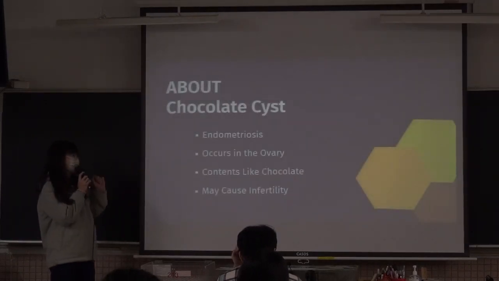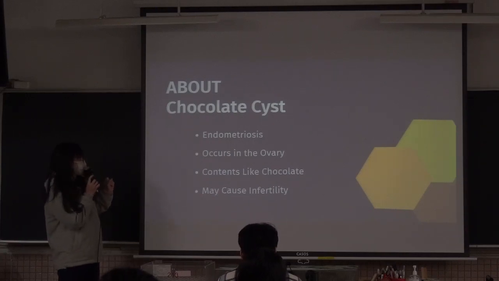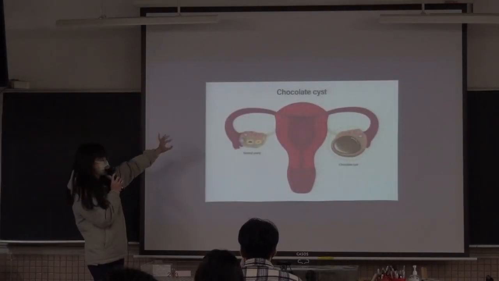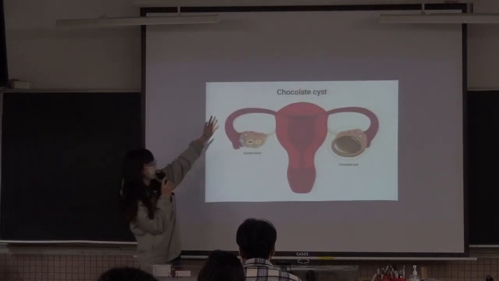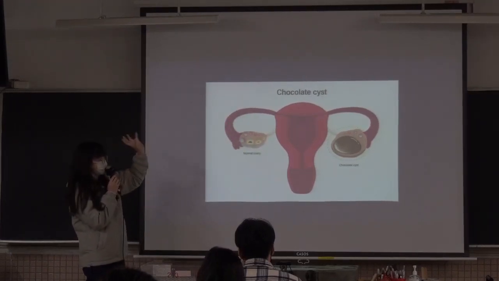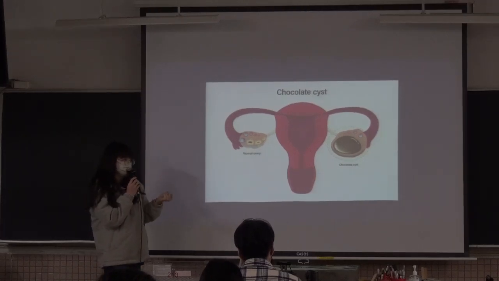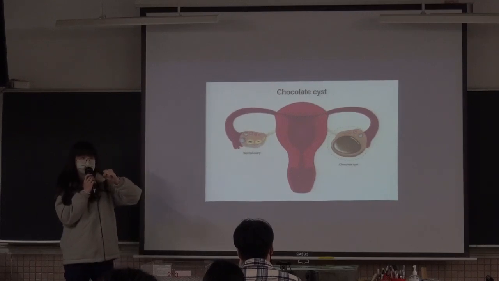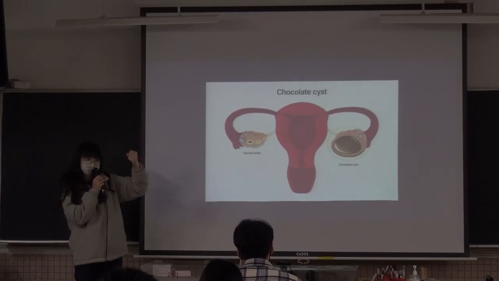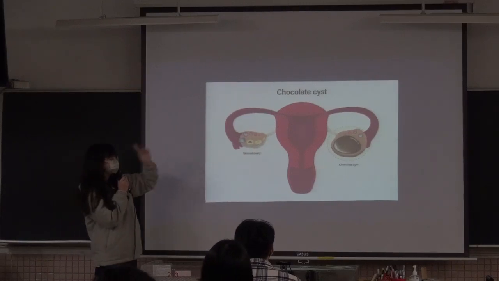Okay, let's talk about the chocolate cyst. So chocolate cyst is a common endometriosis. It occurs in the ovary. Like this, originally the cells will grow on the two sides of the uterus, but in endometriosis the cells grow into the ovary, and every menstruation, the blood inside the cells will be more and more, and the cysts will bloom, bigger and bigger like this. So this is called endometriosis.